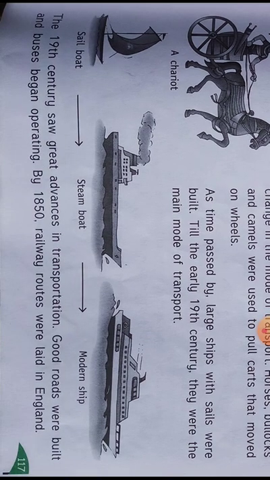Later on a steamboat came, then the modern ship is also there. The 19th century saw great advances in transportation. Good roads were built and buses began operating. By 1850 railway routes were laid in England.